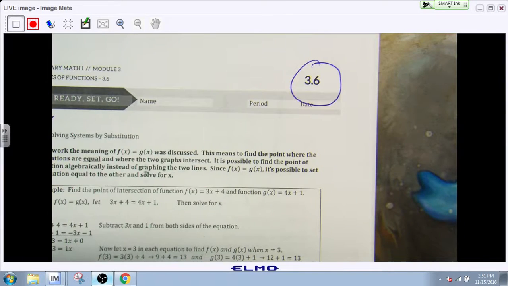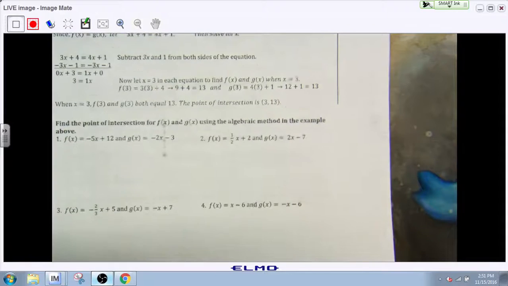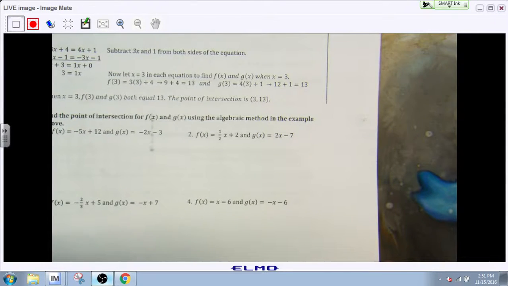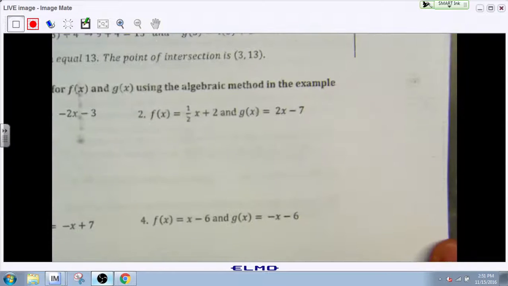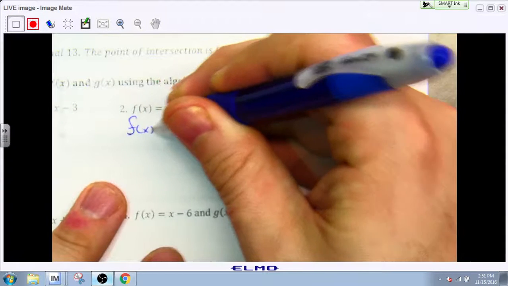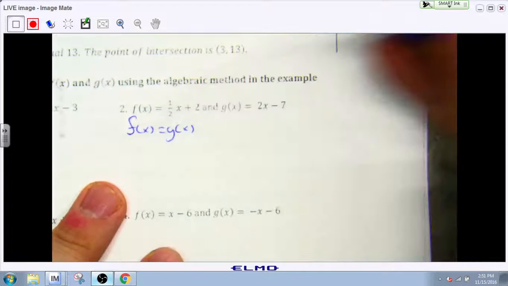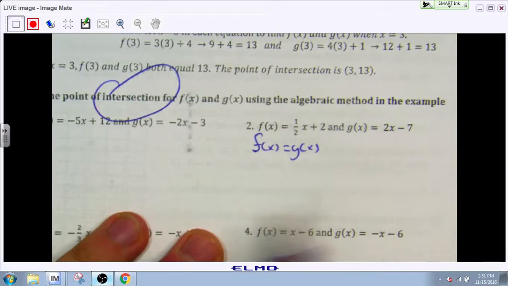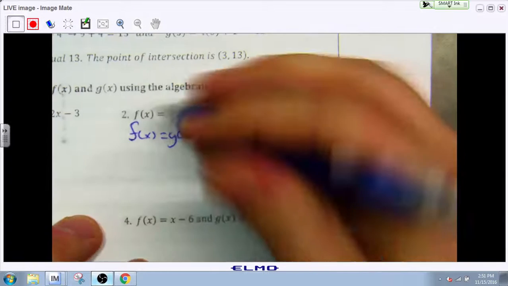I know we went over number 1 in class because I really want to make sure we understand the idea of substitution, but I'm going to go over number 2 as well just to make sure that we're totally getting it. So let me zoom in. All right, so the same sort of method applies. I know that f of x equals g of x is going to tell me where they are crossing. That's going to help me find the intersection. So I got to figure out where that is.